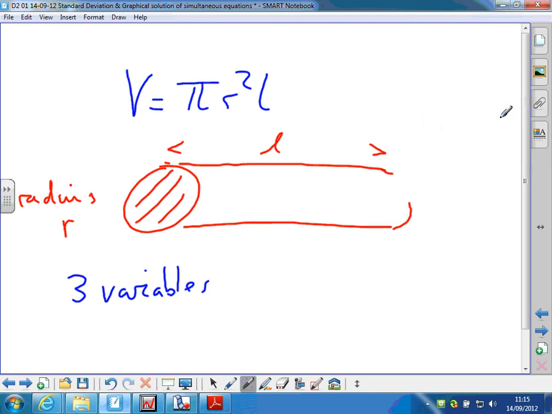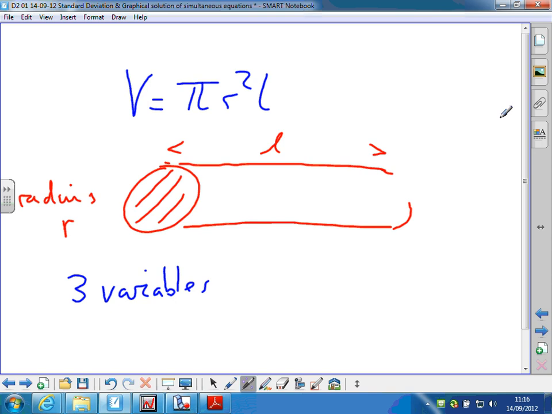So if you were in a firm and you had to get some sort of cylinder, it had to have a fixed volume. And so we can have different lengths and different radii. So the volume would be fixed. And I would want to plot the function that would represent how the radius changes if I change the length with a fixed volume.